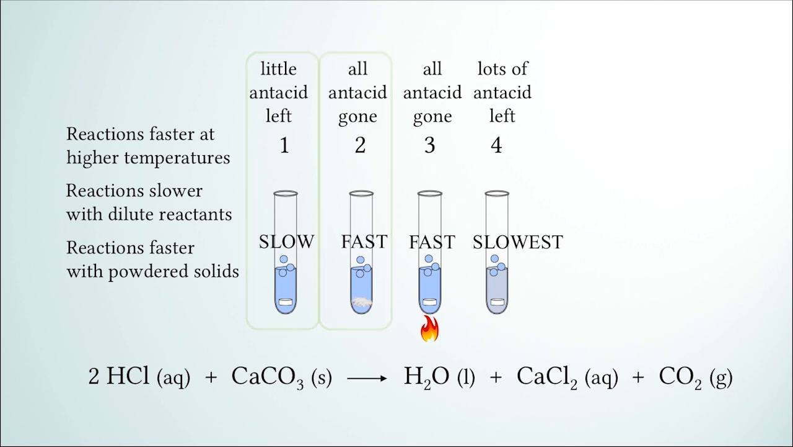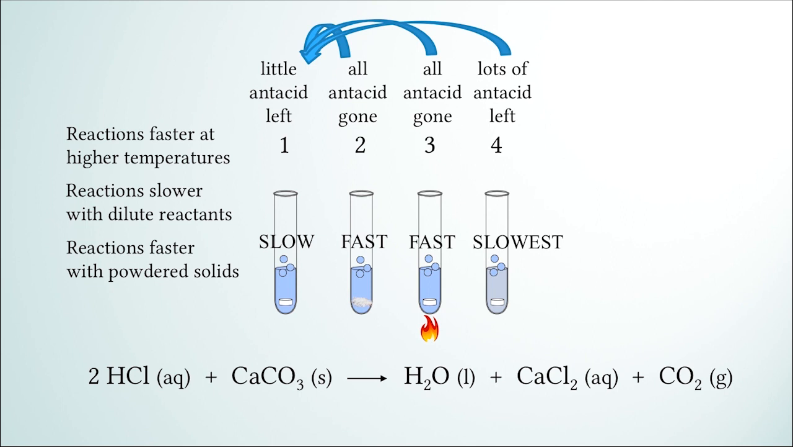Notice how we compared test tubes 2, 3, and 4 to test tube 1. That's because the reaction that occurred in test tube 1 happened under normal conditions. It had a regular concentration of toilet bowl cleaner, was at room temperature, and had an uncrushed antacid tablet. Each of the other test tubes had one of those parameters changed.